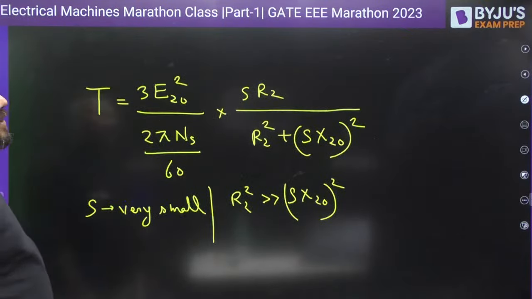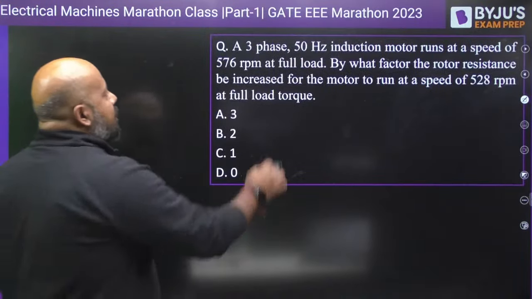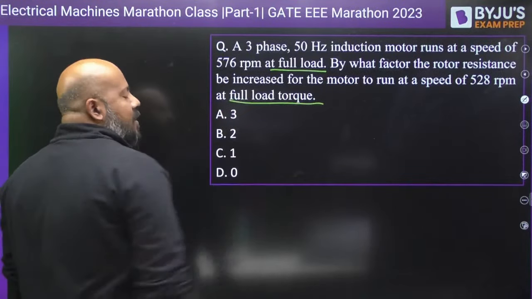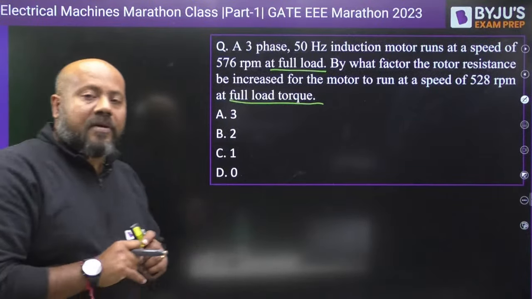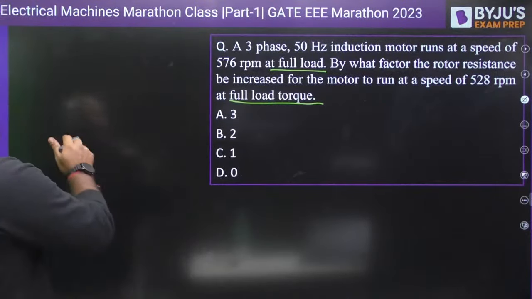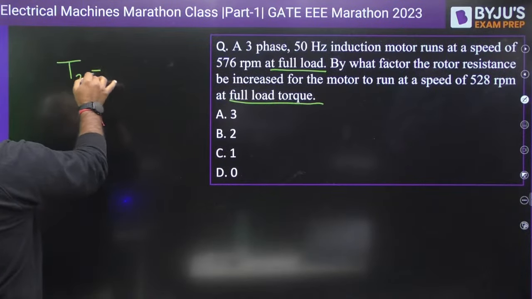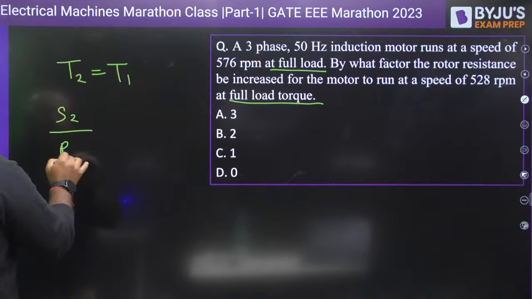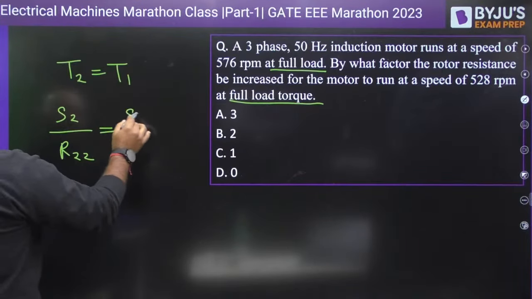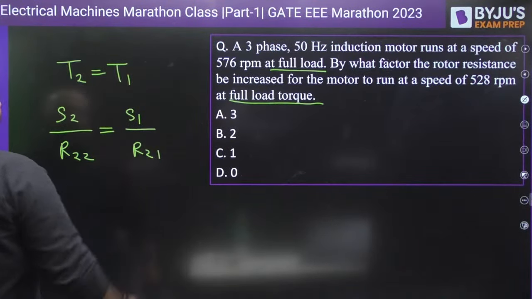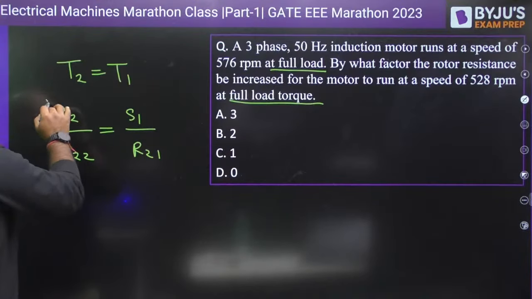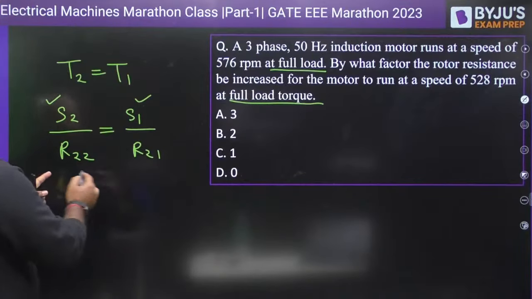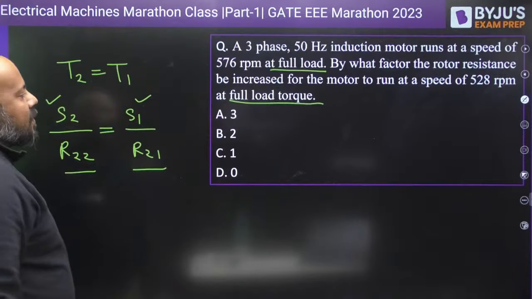Now in the question it is given, the first case is a full load condition. In the second case also he is saying it is a full load torque. It means in both cases he is talking about the full load condition, so torque is going to be the same. So you can write S2 upon R22 equals S1 upon R21. If you can find S2 and S1, that is the slip for the two cases, very easily you can find the relation between R22 and R21.